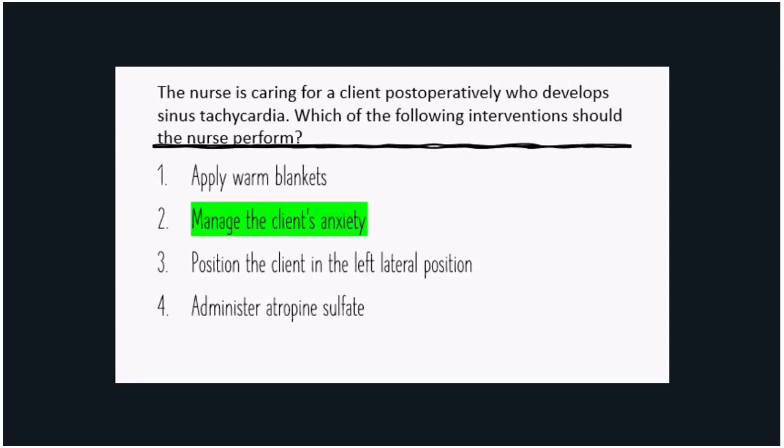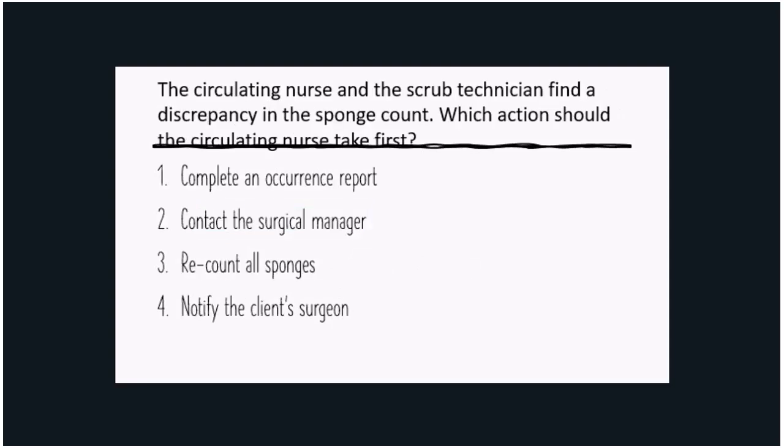The other options are not appropriate. The next question is, the circulating nurse and the scrub technician find a discrepancy in a sponge count. And so this is actually during the surgery. This is in the intraoperative phase. Which action should the circulating nurse take first?